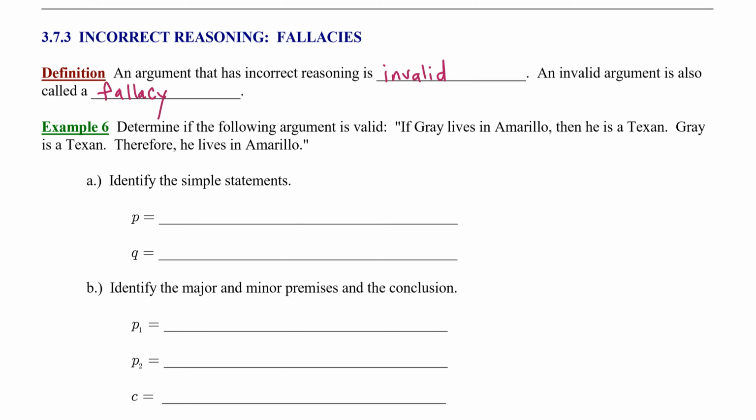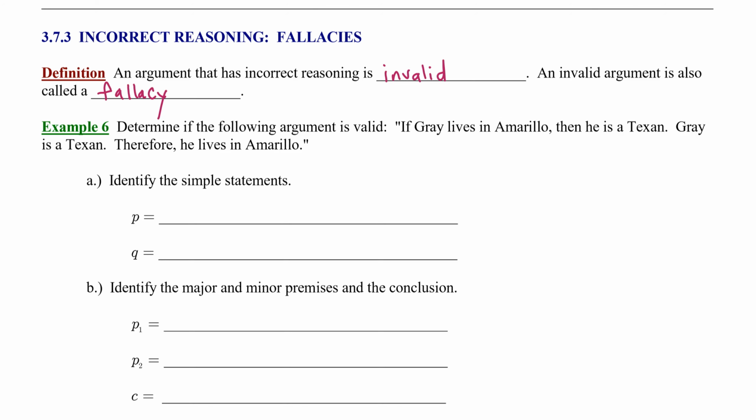Let's look at an example. Determine if the following argument is valid. If Gray lives in Amarillo, then he is a Texan. Gray is a Texan, therefore he lives in Amarillo. Sounds pretty good, right? Unless we really listen critically. Let's analyze this argument by converting it to symbolic form and testing its truth value with a truth table.